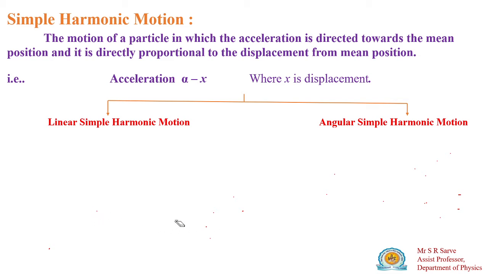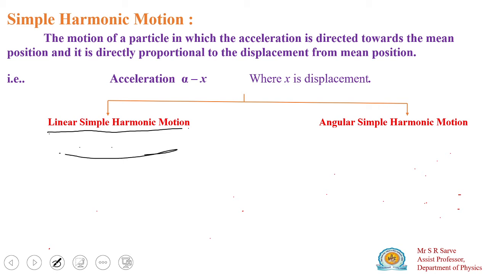How will you obtain the equation for a particle performing linear simple harmonic motion? We are going to study linear simple harmonic motion and angular simple harmonic motion. First we will learn what linear simple harmonic motion is. Suppose this is the mean position and this bob is moving; this is the extreme position, x equals a, and this is the left extreme position, x equals minus a.